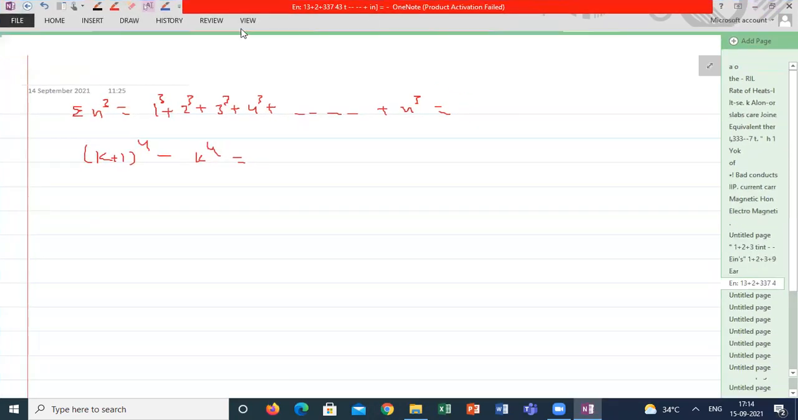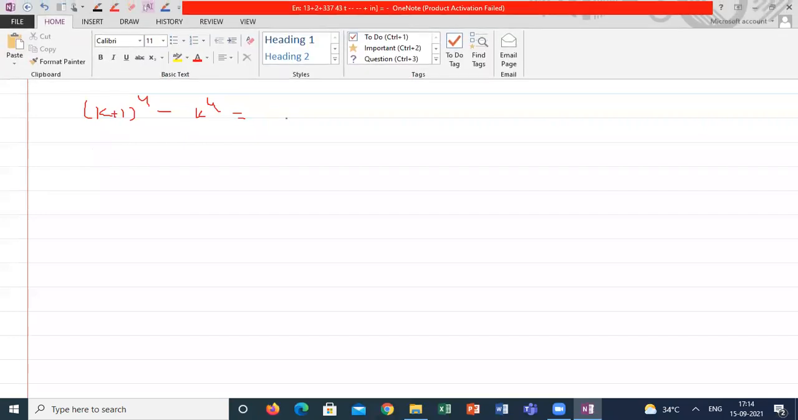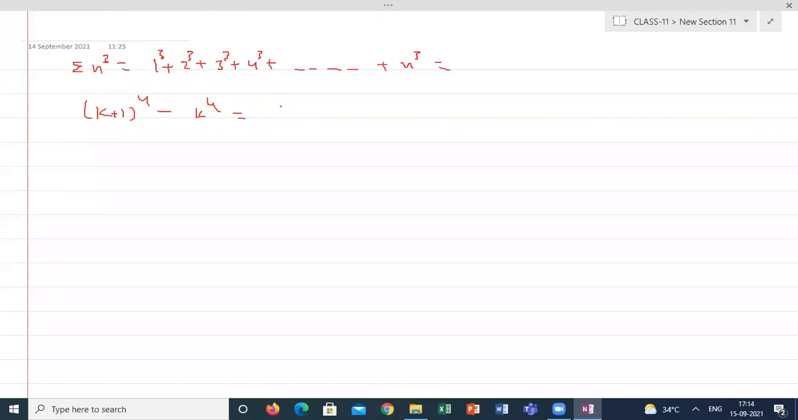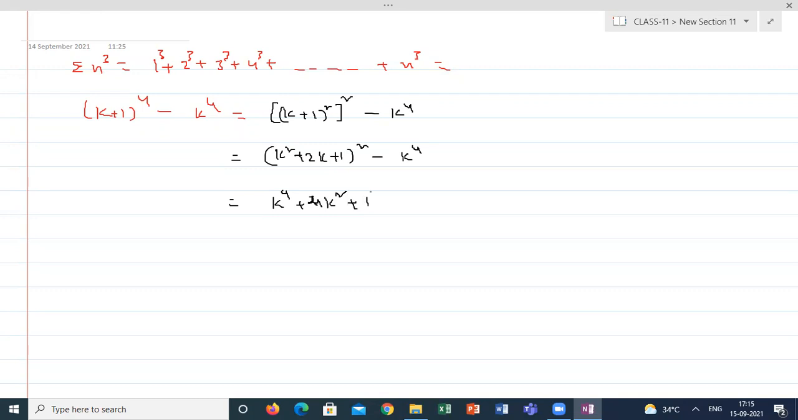What is the expansion of (k plus 1) whole power 4? Students, I can do it like this. (k plus 1) whole power 4 is ((k plus 1) whole square) whole square, minus k power 4. So this is (k square plus 2k plus 1) whole square minus k power 4. What is the expansion of (a plus b plus c) whole square? A square plus b square plus c square, correct? Plus 2ab, that is 4k cube, 2bc, 4k, 2ac, that is 2k square, minus k power 4.